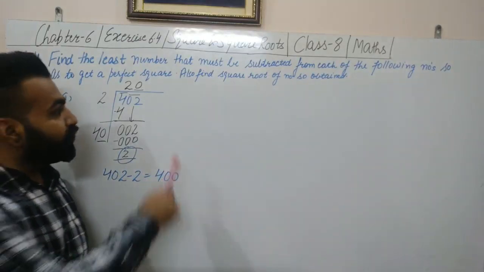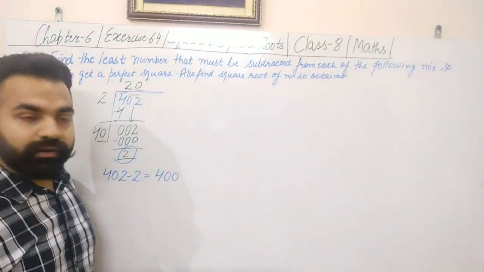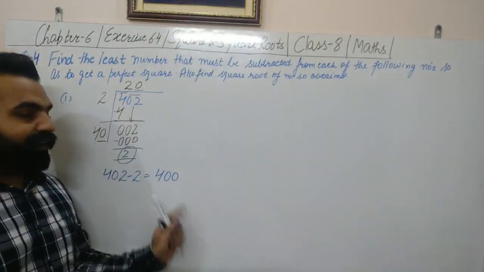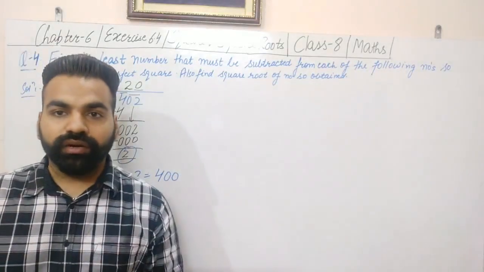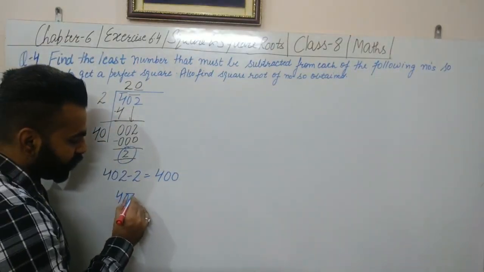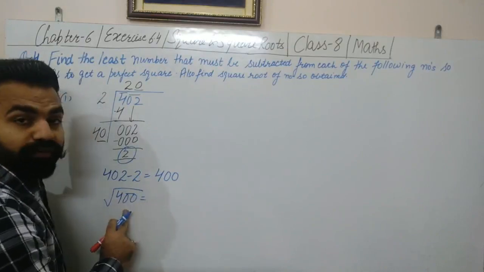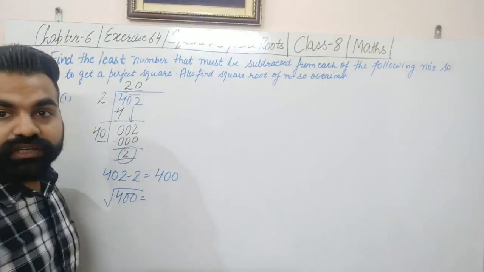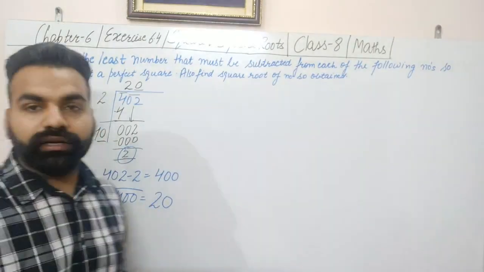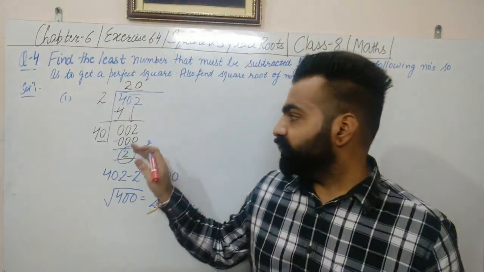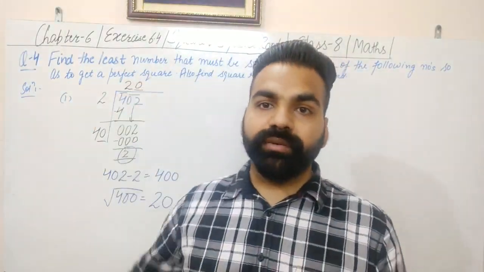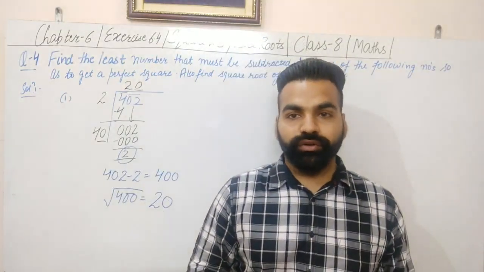Now we can see that 402 is not a perfect square, but if we subtract the remainder from 402, it converts into 400, and 400 is a perfect square. And what is the square root of 400? The square root of this number will be the quotient in the above process. So the square root of 400 is 20. In this question we have to subtract the remainder from the given number, and the quotient will be the square root of the new number.